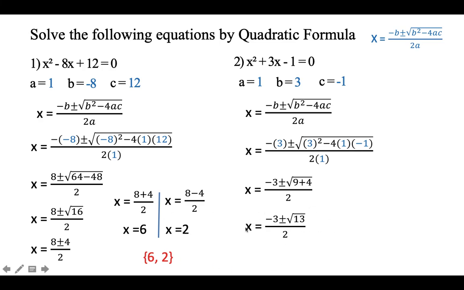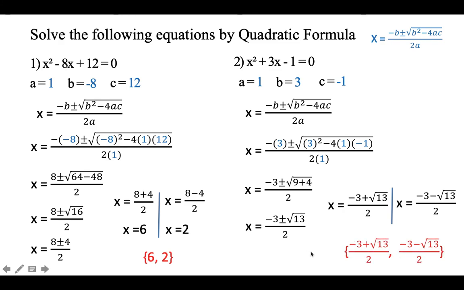And this is actually our answer. So, we will just separate them. x is equal to negative 3 plus the square root of 13 over 2. The other one is x is equal to negative 3 minus the square root of 13 over 2. Or we can write this in set form. So, the final answer is negative 3 plus the square root of 13 over 2, or negative 3 minus the square root of 13 over 2.